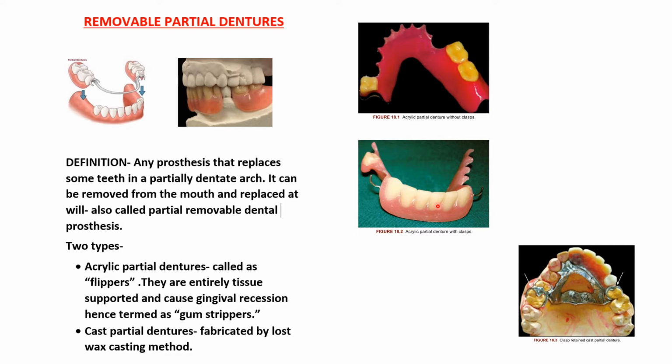But cast partial dentures are named because of the material that they are made up of. They are made by the lost wax casting procedure. This is the casting procedure which we are taught in our second year. What is the casting procedure? So these two are the types of removable partial dentures.